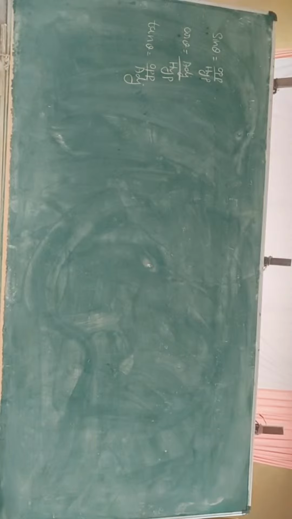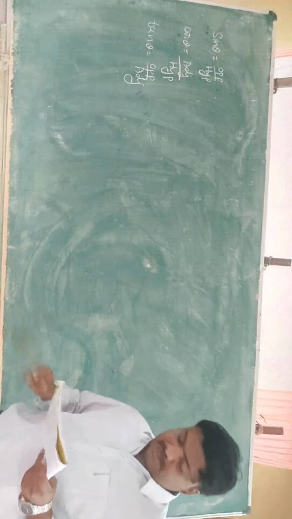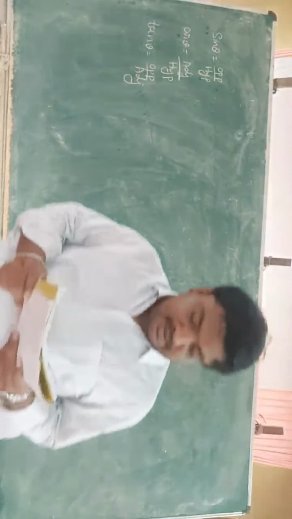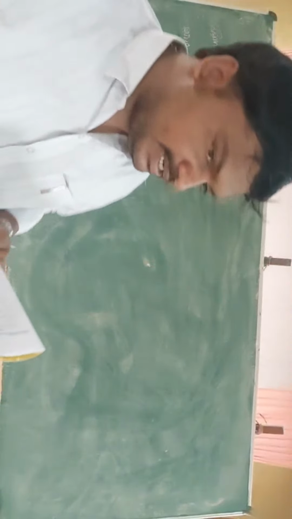Yes, question number 9. In a triangle ABC, right angle at B, if tan A is equal to 1 upon root 3, find the value of sin A into cos C plus cos A into sin C.